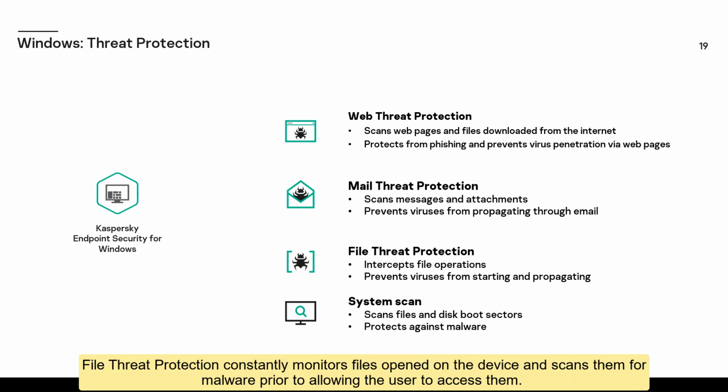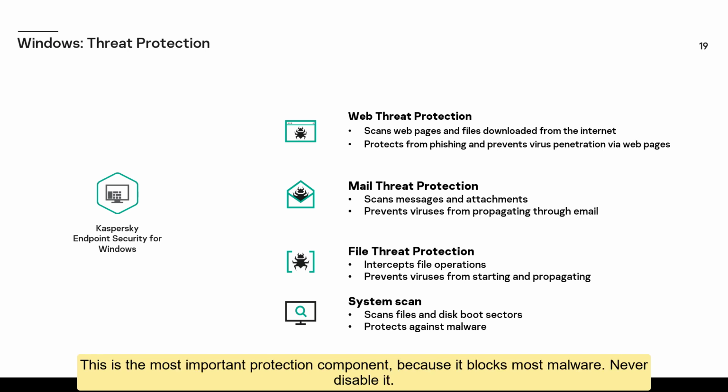File threat protection constantly monitors files opened on the device and scans them for malware prior to allowing the user to access them. This is the most important protection component, because it blocks most malware. Never disable it.